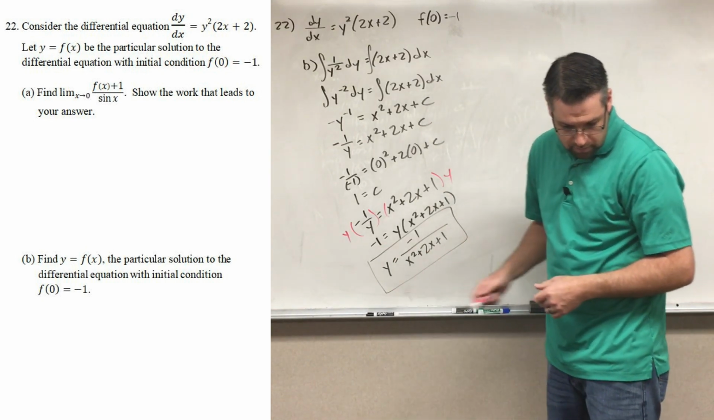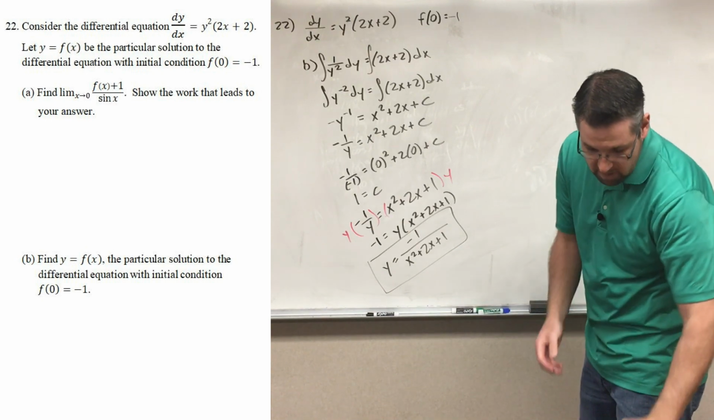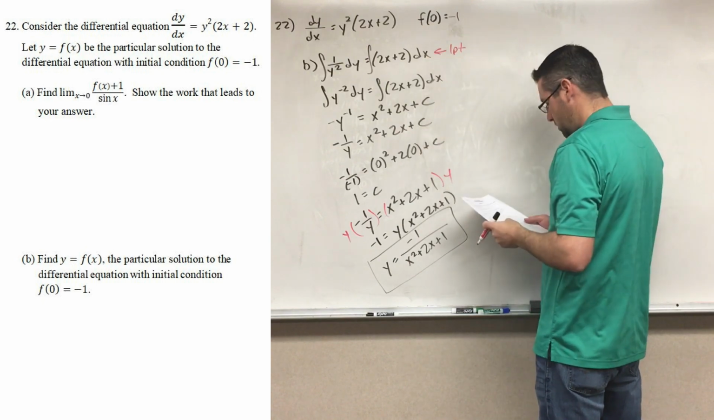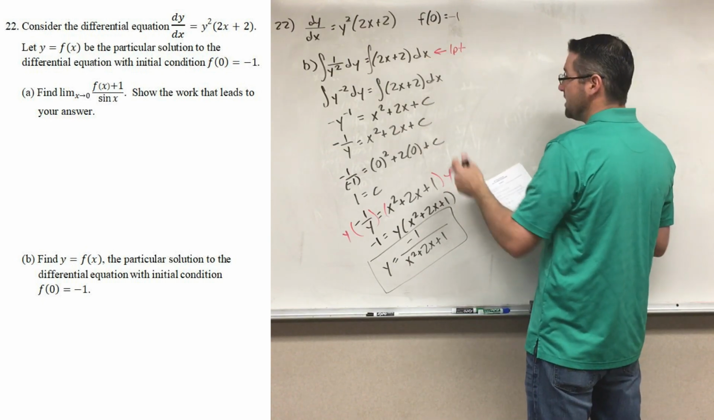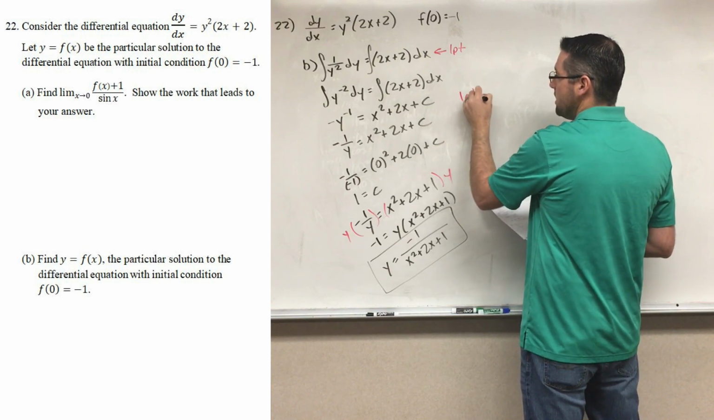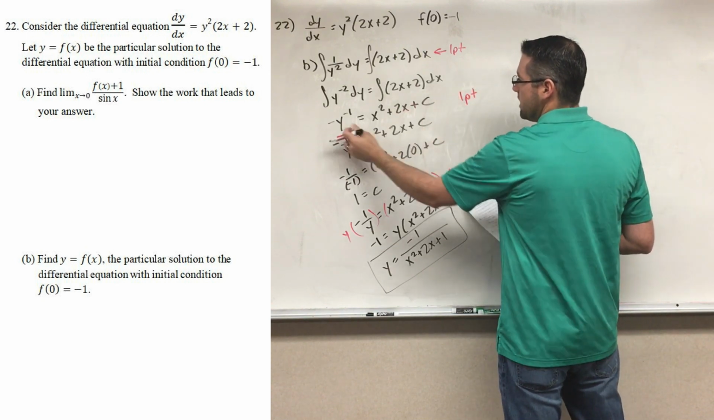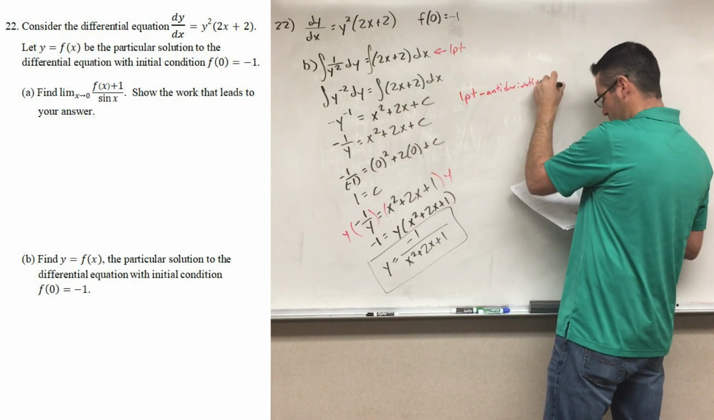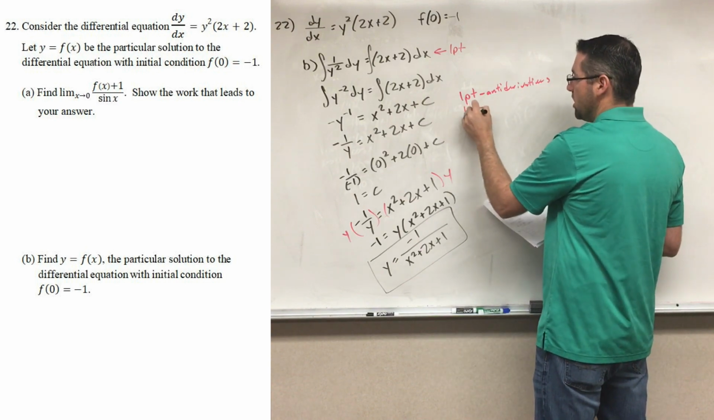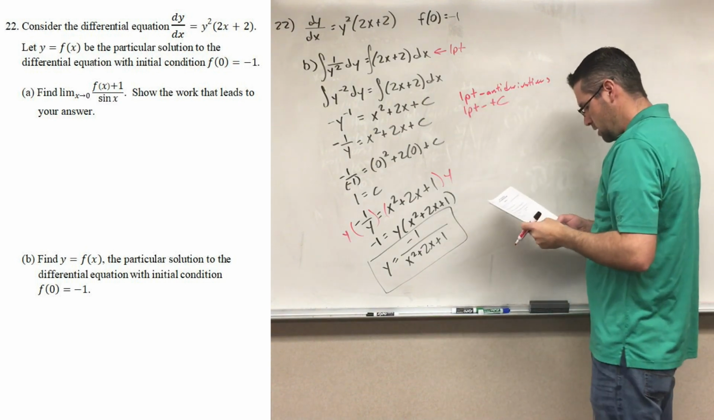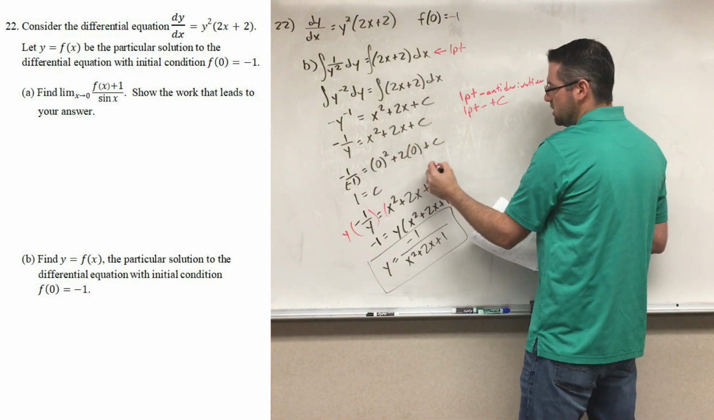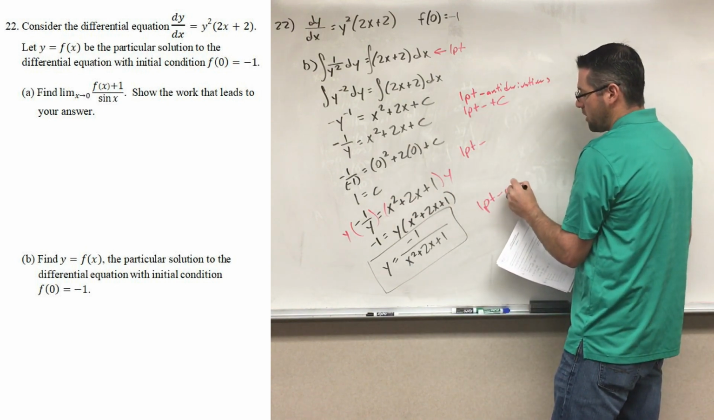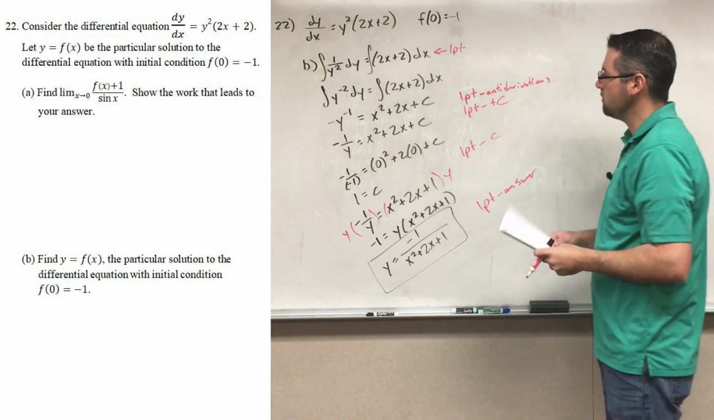As far as points go, this is a 5-point problem. It's a big one. You get 1 point for separating the variables. So 1 point for that line if you did it correctly. 1 point for the antiderivatives. So getting to this line, you're going to get 1 point for taking the antiderivatives. Okay. You're going to get 1 point for the plus c, the constant of integration. You're going to get 1 point for using the initial condition and figuring out what c is. And then you're going to get 1 point for your answer here. All right, so 5 points there.